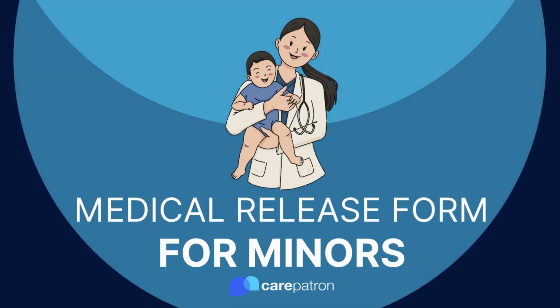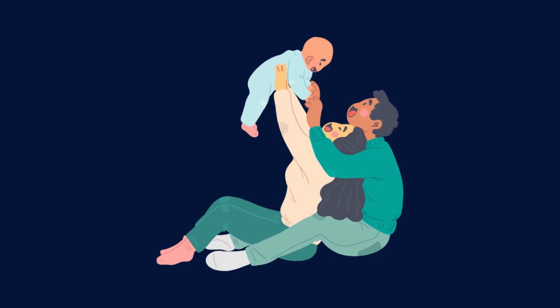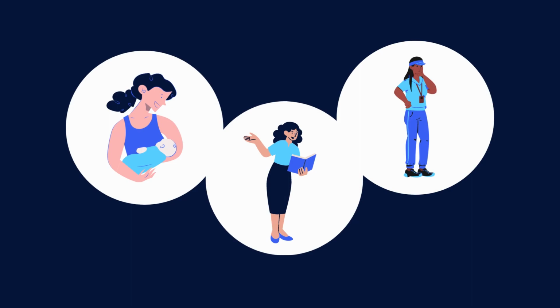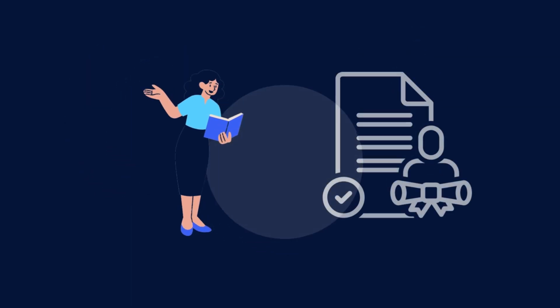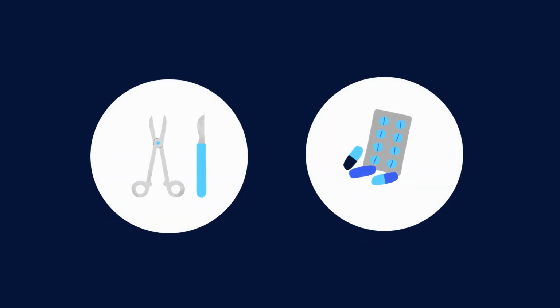A medical release form for minors is a crucial legal document that provides permission for someone other than the parent or legal guardian to seek medical treatment for a child under 18. This form is particularly relevant when the child is under the care of someone else, such as a babysitter, coach, or teacher. The medical release form for minors is an essential authorization document that allows the designated caregiver to make informed decisions on the child's behalf, ensuring that prompt medical attention is provided in an emergency.